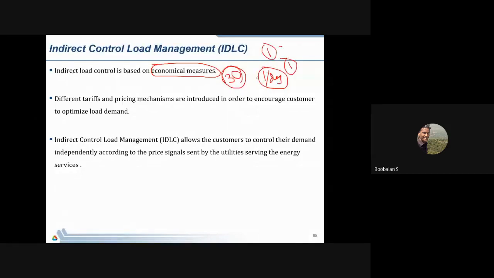So how can this be done? If we do this, what happens? We'll have a different tariff, and a different pricing mechanism will be introduced. That's called the billing cycle that we are going to introduce. So with that, we could have one more idea. We'll have one small example.